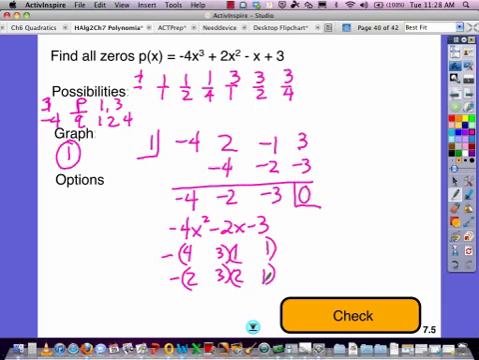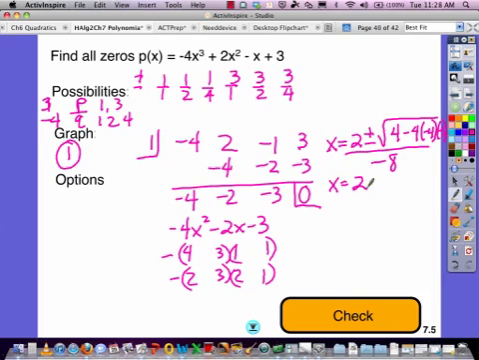We're going to put the negatives in. Opposite of b, that would be 2 plus or minus the square root of b squared, which would be 4, minus 4 times a, which is negative 4, times c, which is negative 3, all over 2a, which is negative 8. Simplify. Do the math. 4 times 4 is 16, times 3 is 48. 4, take away 48, leaves us with a negative 44.